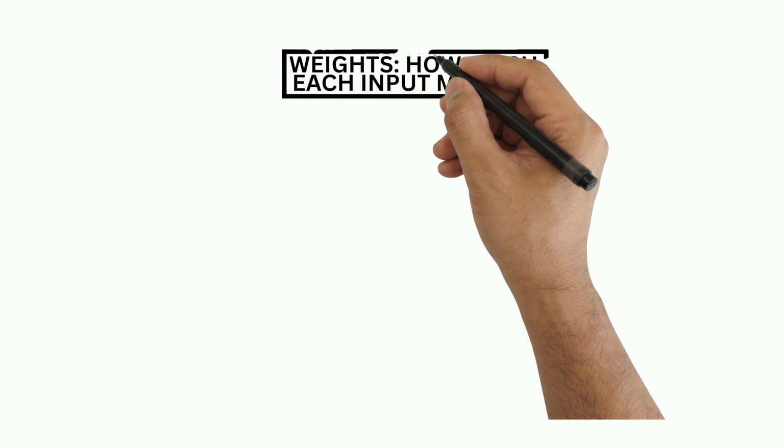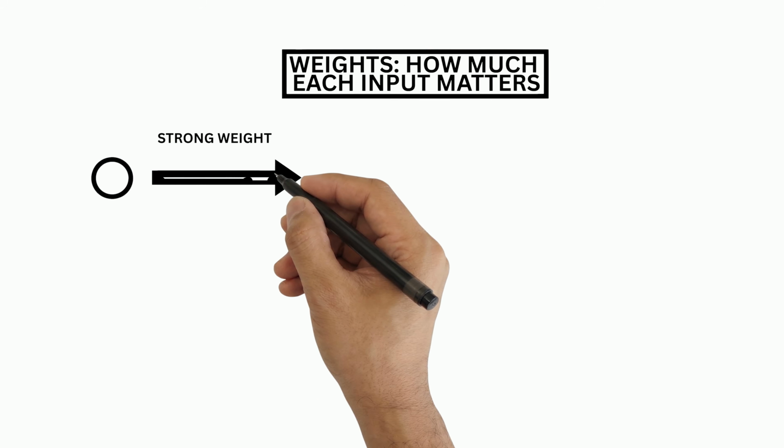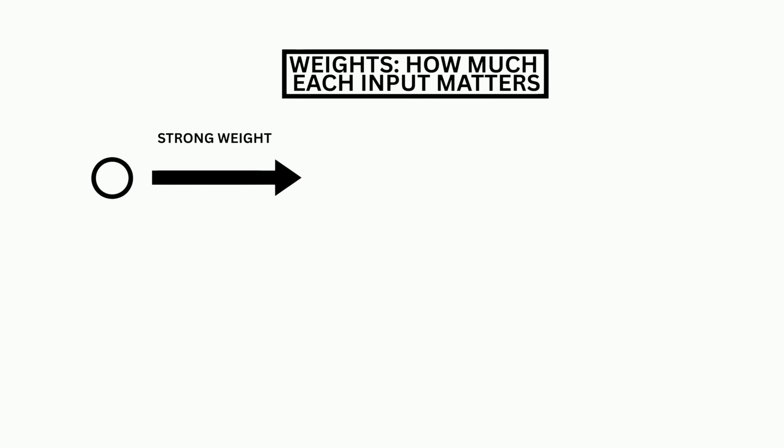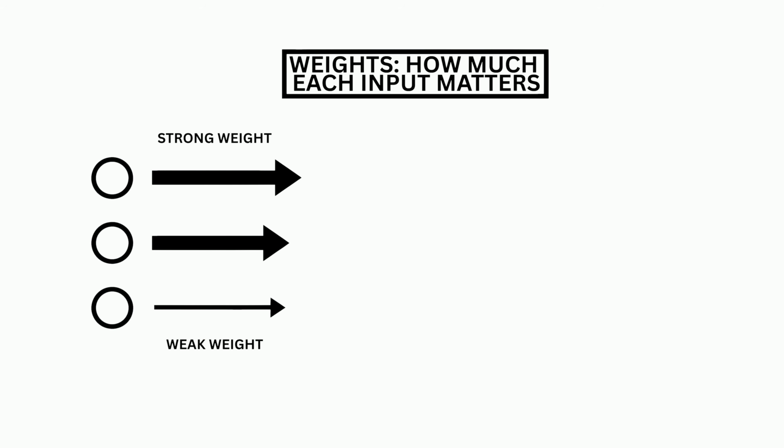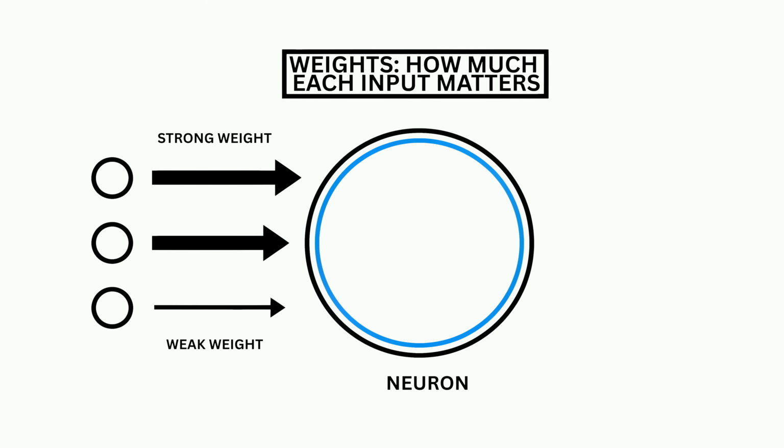Those connection strengths are called weights. A weight decides how much influence one input has on the neuron's decision. A large weight means that input matters a lot. A small or negative weight means it barely matters or even pushes the result the other way. When a network learns, it isn't learning new rules by hand. It's adjusting these weights, thousands or millions of them, until the combination produces useful answers. Weights are essentially the network's memory of what it has learned.